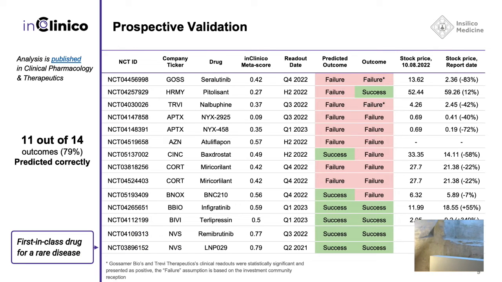Great, now let's talk about this. I would say that 11 out of 14 outcomes were predicted correctly by the clinical trial platform in this prospective validation. And for the first-in-class factor B inhibitor, CLNP023, in a rare disease known as paroxysmal nocturnal hemoglobinuria, with no prior info on the clinical relevance, the predicted outcome was success, and the outcome in the end after the readout was also a success.